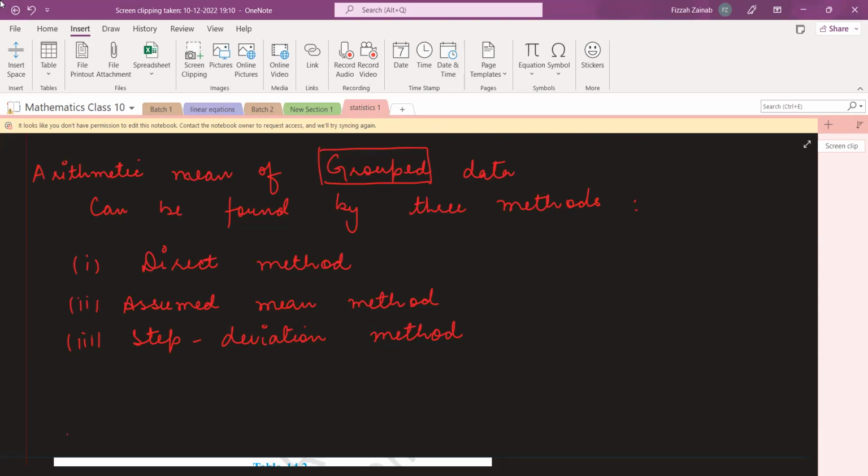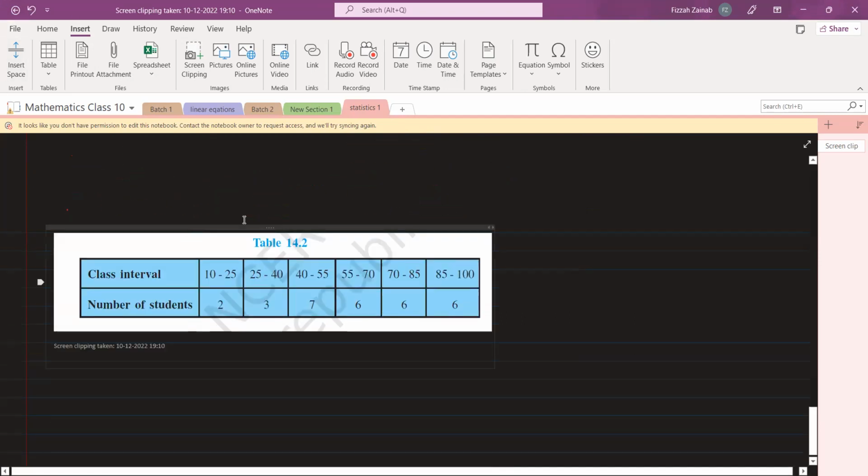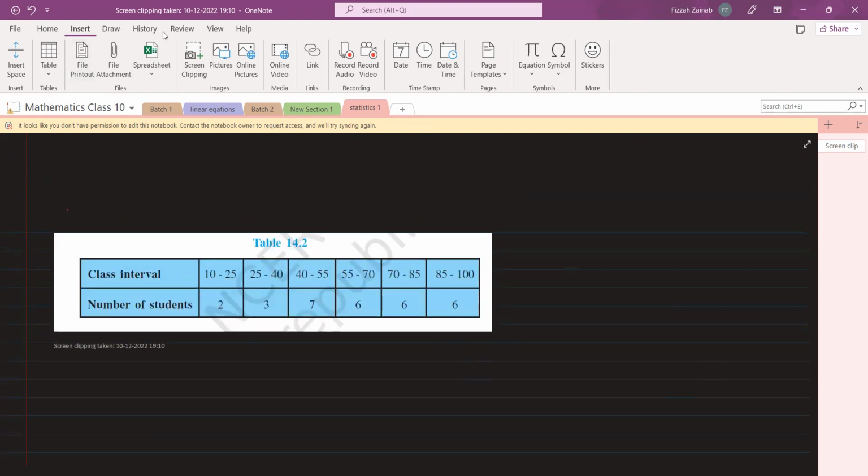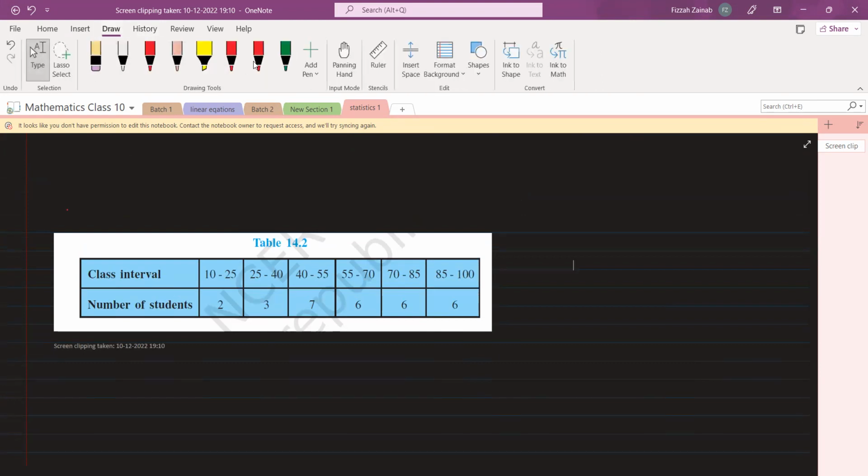So I will be using a single data set and I will be solving it by three methods. First we use the direct method. So let us learn what the direct method is.